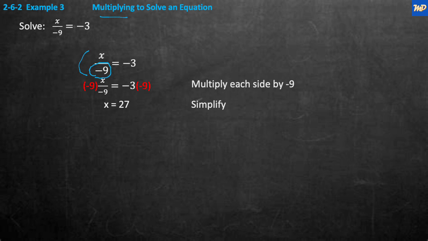-9 times x over -9 is equal to -3 times -9. Right here, -3 times -9, and that is the same as this side right here. When we do that, these 9s cancel. The negative signs cancel, and we're left with x. So x equals what? 3 times 9 is 27. And you have two negative signs. Those two make a positive. It's an even number of negative signs. Positive 27. There's your answer.